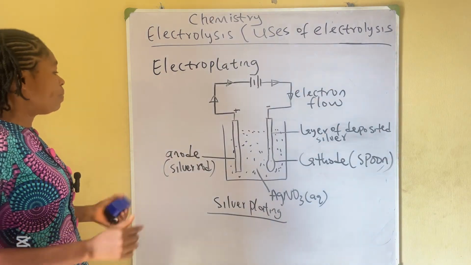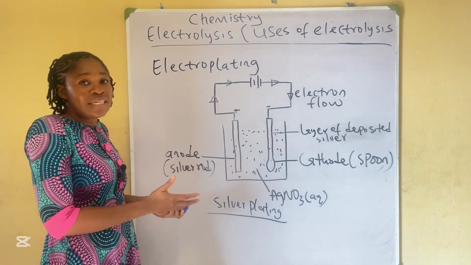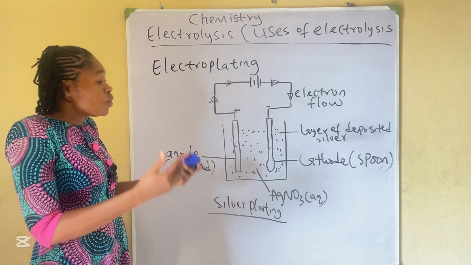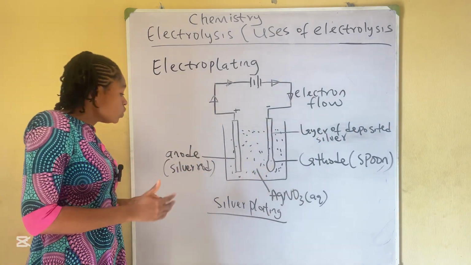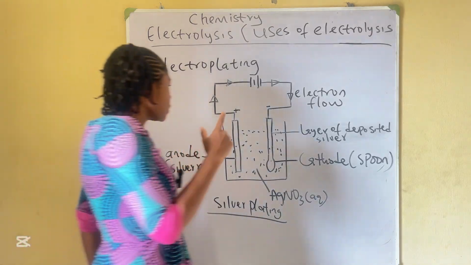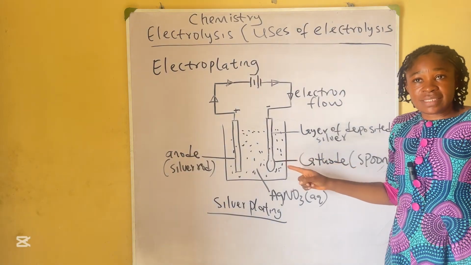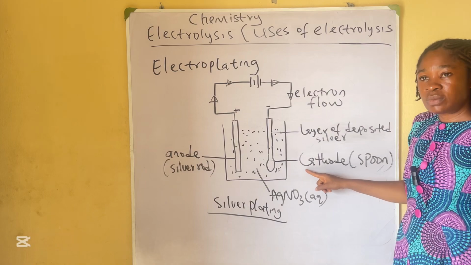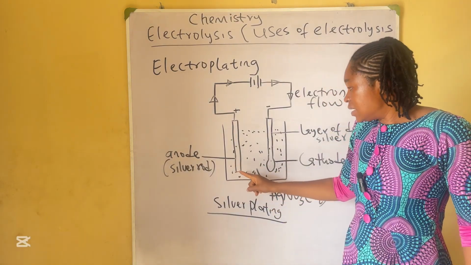Let's look at an example of electroplating. So this is silver plating. I want to silver plate a spoon. The spoon could be an iron spoon or a copper spoon, but what you want to do is coat it with silver. So like I said before, the spoon is the object to be coated with silver, so the spoon is made the cathode.